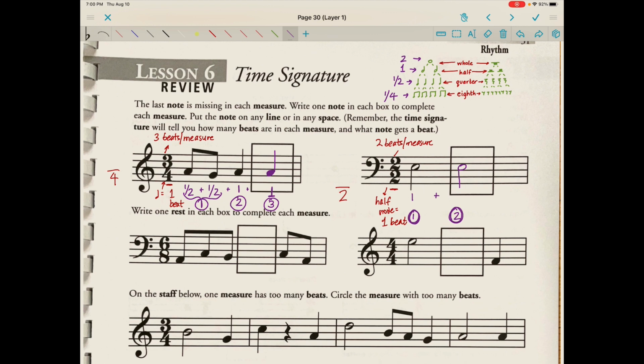Okay, moving on. 6-8 time is our next example, and it says to write 1 rest in each box to complete each measure. Okay, remember that every note value has a rest value equivalent, so that shouldn't be too different than what we just did. So the top number tells us that there's 6 beats in each measure. The bottom number tells us that an eighth note, right, bottom number of the denominator, equals 1 beat.